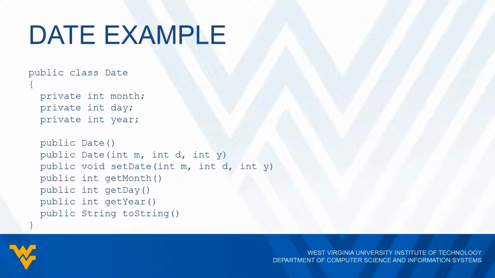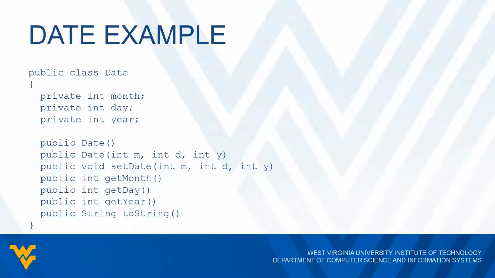Here is an example of what our date class could look like. We have instance variables for the month, the day, and the year. We have two constructors, our default constructor, and one that would have parameters. We can set the date, and we can get the month, get the day, and get the year. We have toString. We could include additional methods.